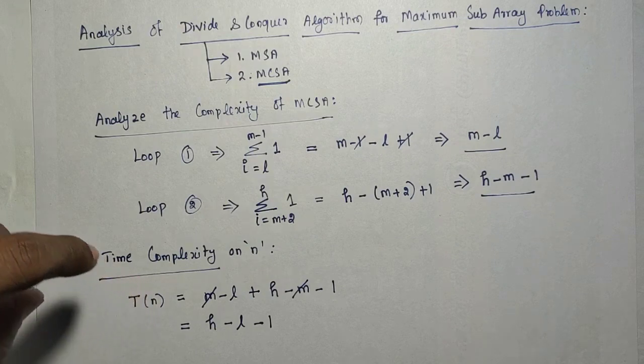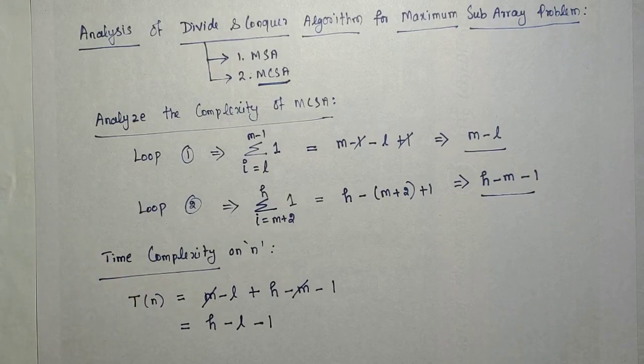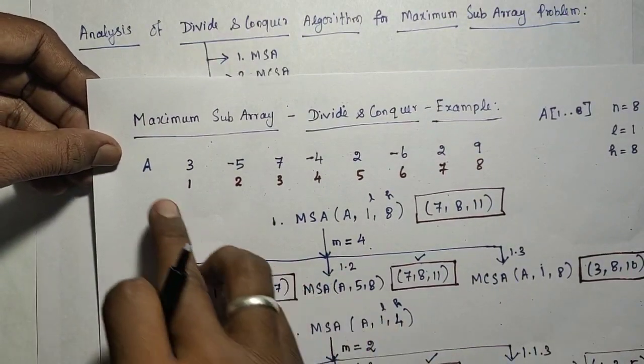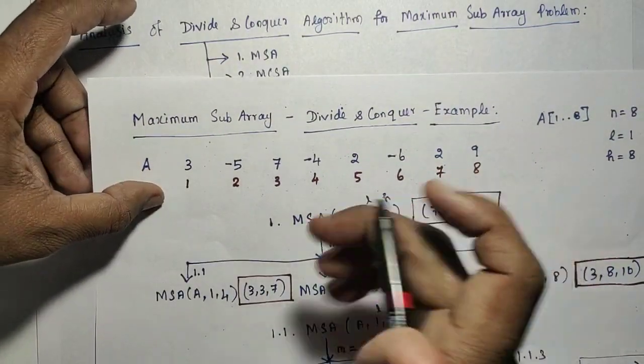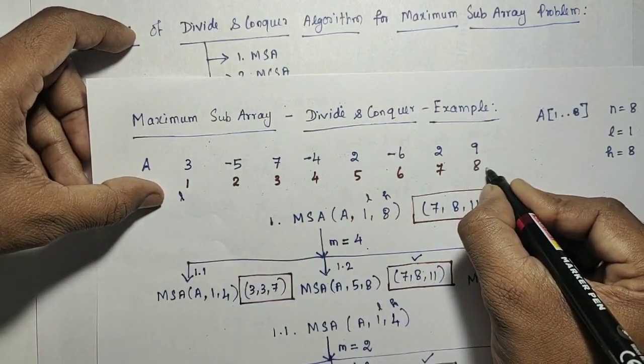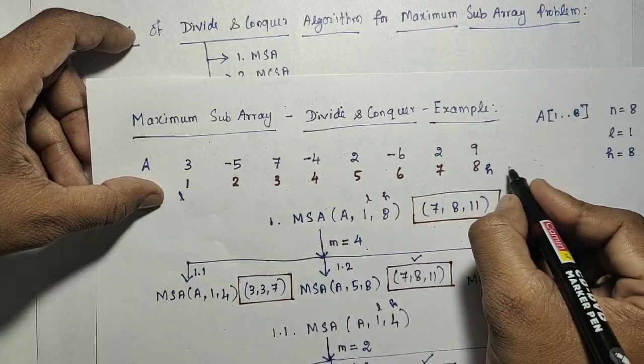Depending on the input size N, even if you pass H and L, low and high, I need to express the complexity in terms of N. So I need to represent H and L in terms of N. How can we represent it? Consider this example, A 1 to 8. Here L is 1 and H is 8. N is actually 8.